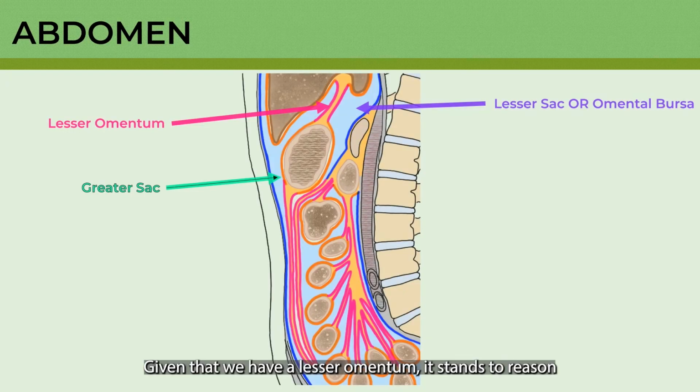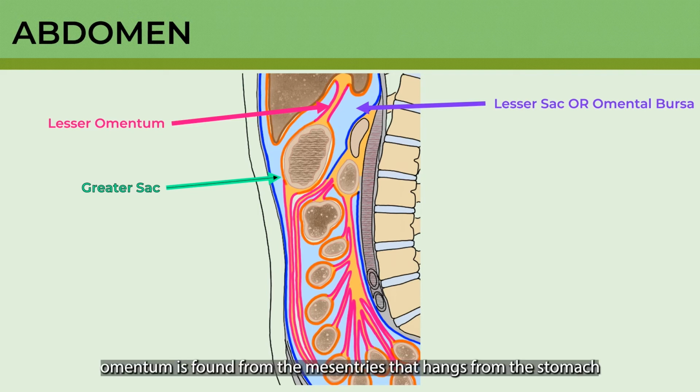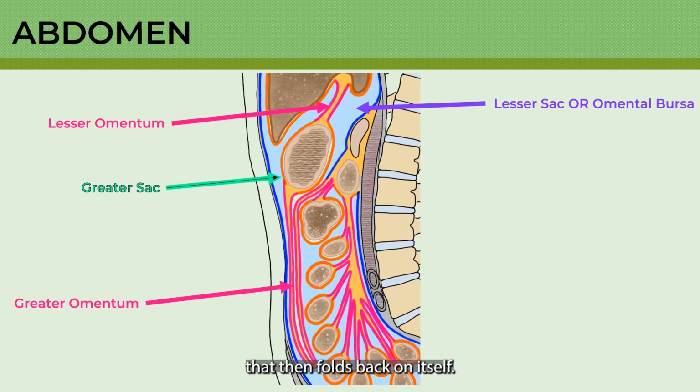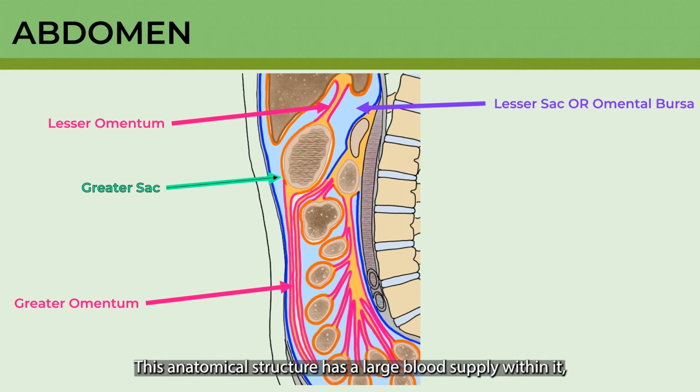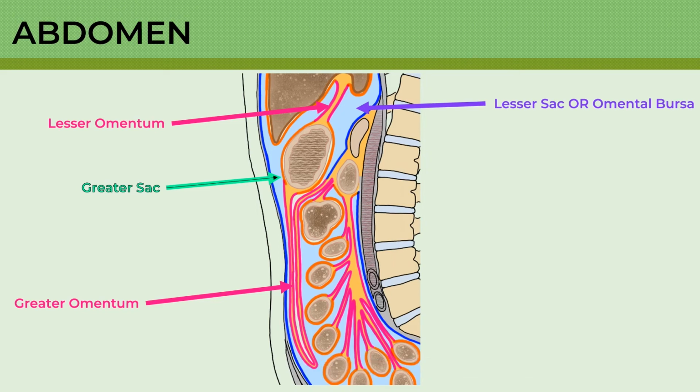Given that we have a lesser omentum, it stands to reason that we are going to have a greater omentum. The greater omentum is found from the mesenteries that hang from the stomach, that then folds back on itself. So we have 4 layers of peritoneum that form this large apron-like structure that hangs deep to the wall of the abdomen. This anatomical structure has a large blood supply within it, and it is known as the nursemaid of the abdomen.